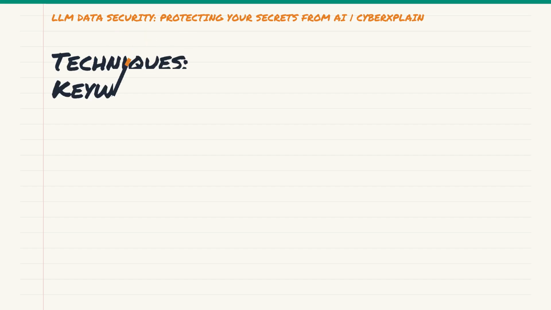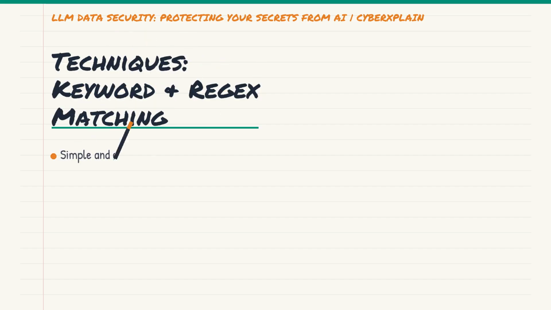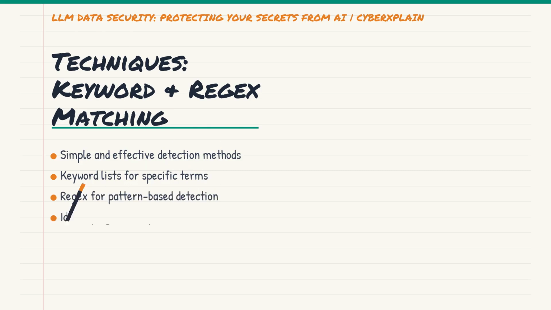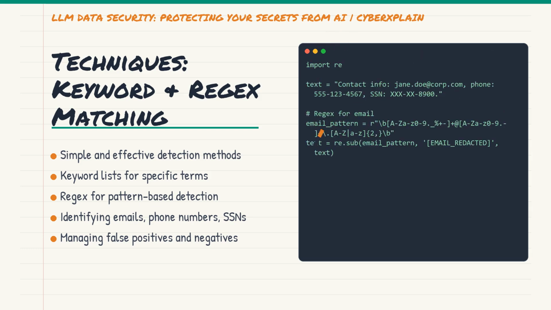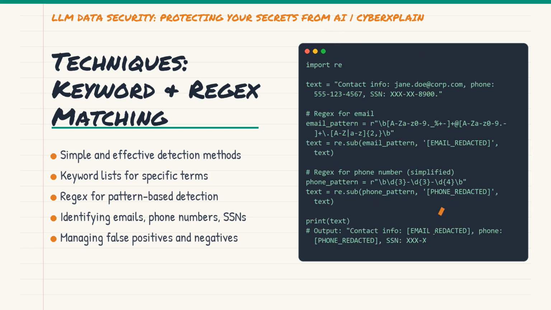The simplest forms of output filtering rely on keyword matching and regular expressions, Regex. Keywords can catch specific terms like social security number or credit card. Regex patterns are incredibly powerful for identifying formats like email addresses, phone numbers, IP addresses, or credit card numbers, even if the surrounding text varies. While these are foundational, they are often the first layer. The challenge here is keeping the patterns updated and managing false positives or negatives.